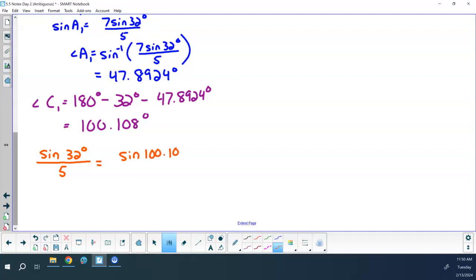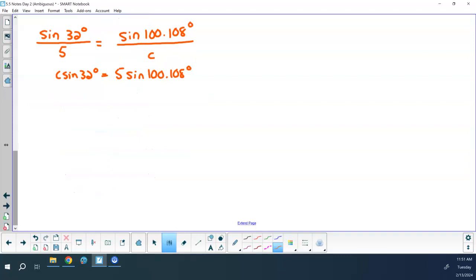Why did I go back to this one and not use angle A inside A? No. Why did I go back to my original one that was given? Yeah, helps with all that consistency. Yep. So then we've got here C sine of 32 degrees equals 5 sine of 100.108 degrees. I gotta extend my page. C is 5.